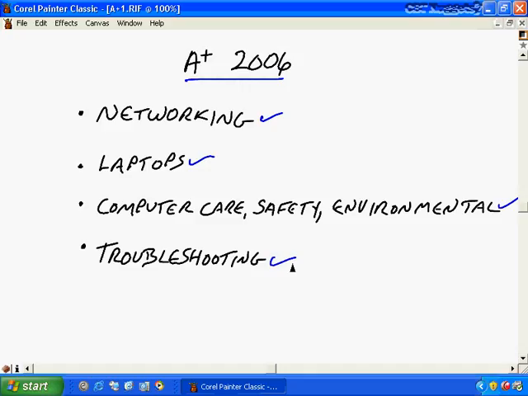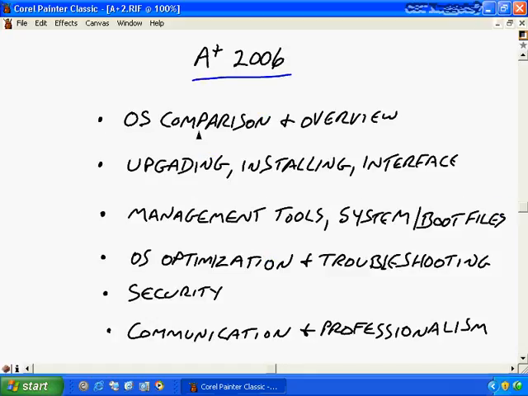And then as we continue our A+ objectives, we'll see that we need to be very well aware of the various operating systems and have a good overview of them as well as a technical knowledge of them. Now, fortunately, in the A+ 2006 exam objectives, there's not a big emphasis on down-level or older versions of Windows like Windows 95. The primary emphasis is on Windows 2000 and XP of various versions. We'll also have to know some things about upgrading and installing the operating systems and the various ins and outs of that, as well as the interface so that we can make our way around both operating systems.